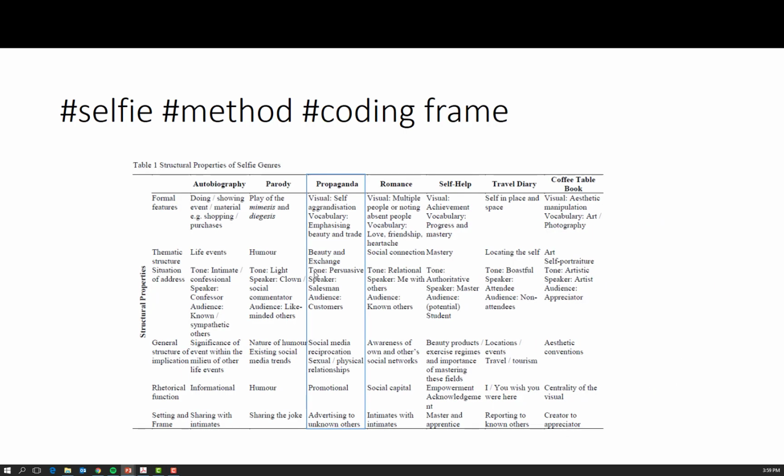So we start with this coding frame. In particular, we're looking at the propaganda selfies, which I have highlighted in blue. These are the attributes of a propaganda selfie that we are looking for in our data. But we need to be able to see whether we can differentiate propaganda selfies consistently from other types of selfies. So in this kind of study, the first step we need to do is determine the reliability of this typology as a coding frame for differentiating selfies.